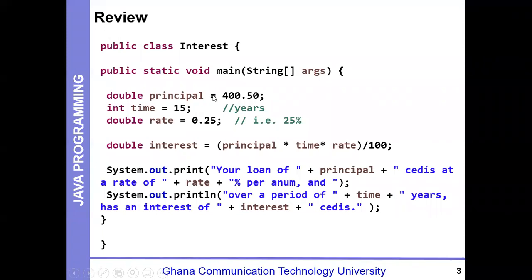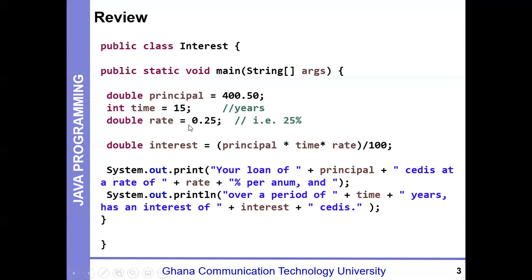So here we've assigned a value to principal, saying this is how much the person is going to borrow. We put integer time, and this is where commenting becomes necessary, because you can't just write time as 15 and leave it, since nobody can tell what the 15 means. Is it 15 months or 15 days? You need to add a comment so that anybody reading will know we're dealing with years. Then we have the rate, which is the percentage. It can be 0.25 or 25%.